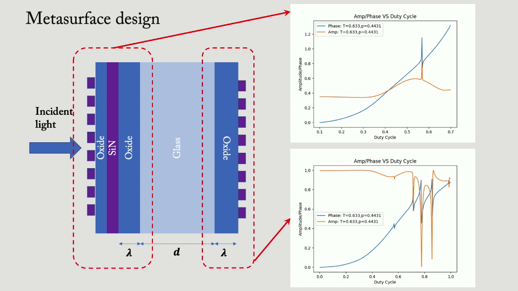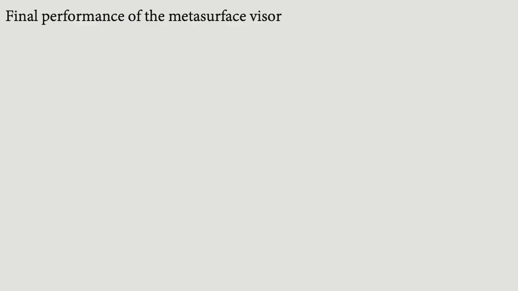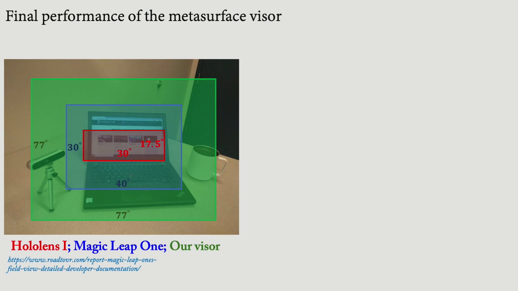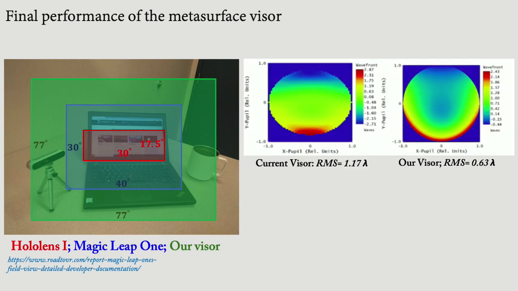We actually have these designs done, and it took quite a while because there are a lot of small things that we had to figure out when you go for this kind of ray optics device. So the final performance that we have: if you see this HoloLens one, and this blue one is Magic Leap, and the green one is our visor, we have a significantly larger field of view. And we also have very good see-through quality. The current visor's wavefront error is 1.17 lambda, and you want it to be as small as possible. With our visor, it's actually 0.63 lambda. So definitely, metasurface allows us to get a large field of view, and also good see-through quality.